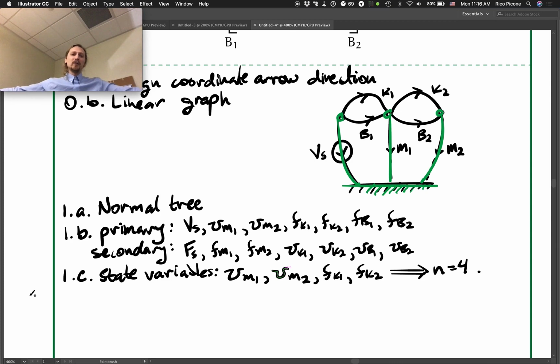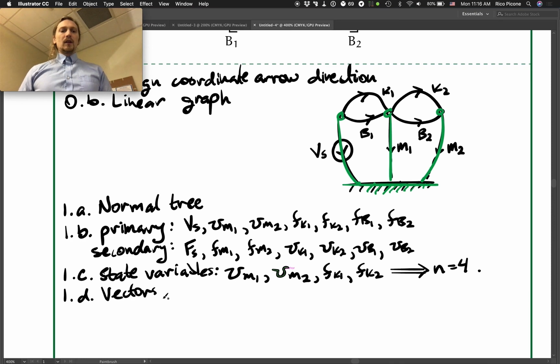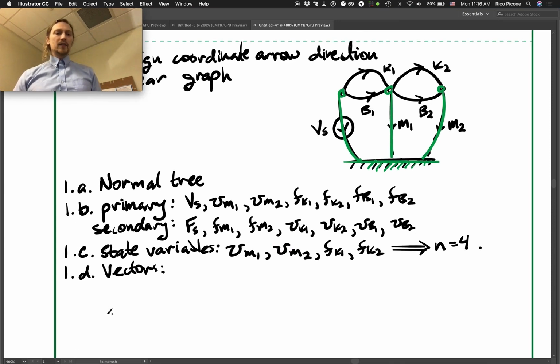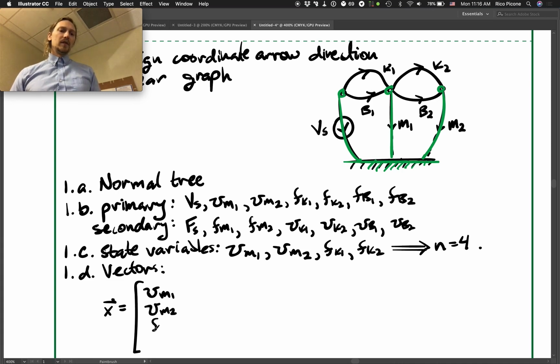So we've got our state variables, VM1, VM2, FK1, and FK2. So now we're ready to form our vectors. The state vector is just a column vector with all the state variables in it. Let's take them in the same order that we wrote them, but that's not necessarily what we have to do. It's arbitrary what order they're in. But once you declare it, you have to stick with it. So we declare it in this step and stick with it.